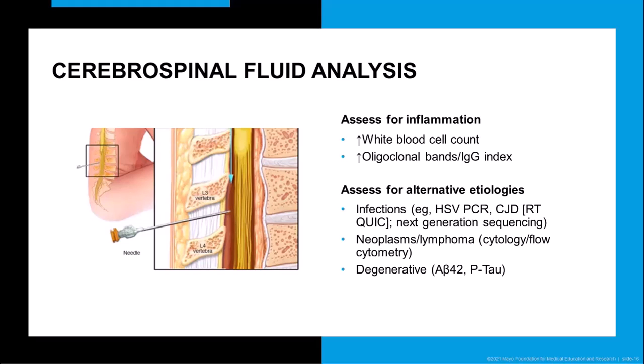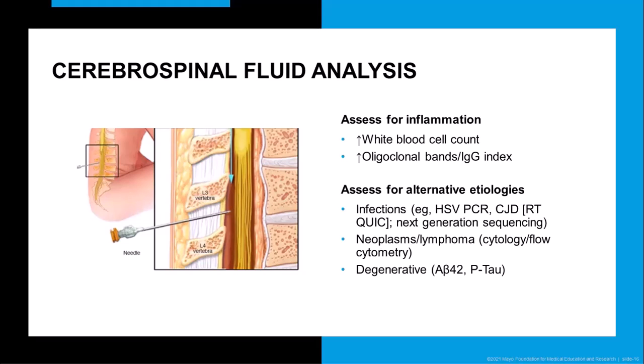The CSF is also useful, of course, to look for alternative etiology. So we'll often do a meningitis encephalitis panel. We'll be looking for things like herpes simplex virus encephalitis. We can also evaluate for neurodegenerative conditions or other infections like CJD with an RT-QuIC test that's sent to Cleveland, to the Prion reference lab there. And we can also do next generation sequencing now, where we can look for a wide variety of different organisms.